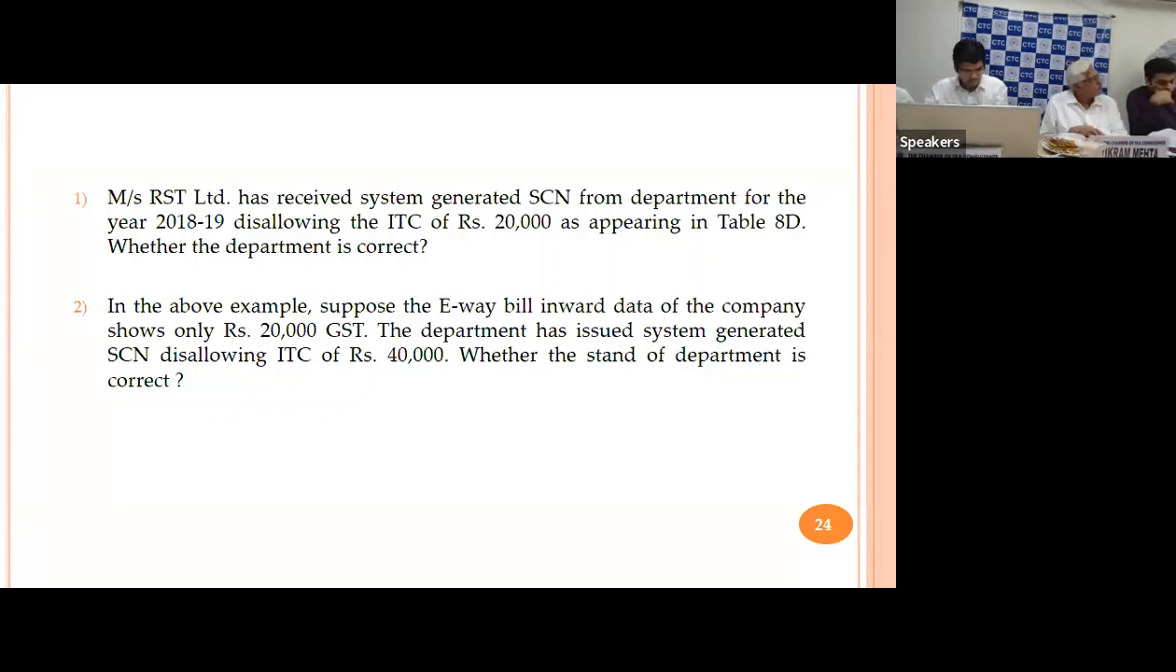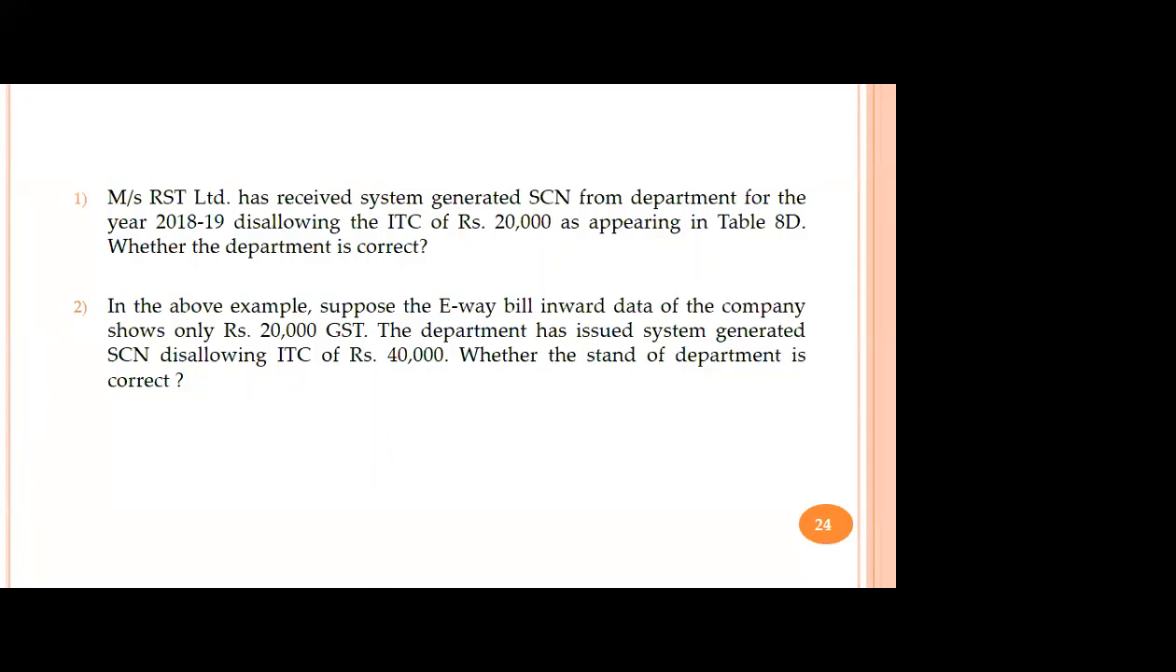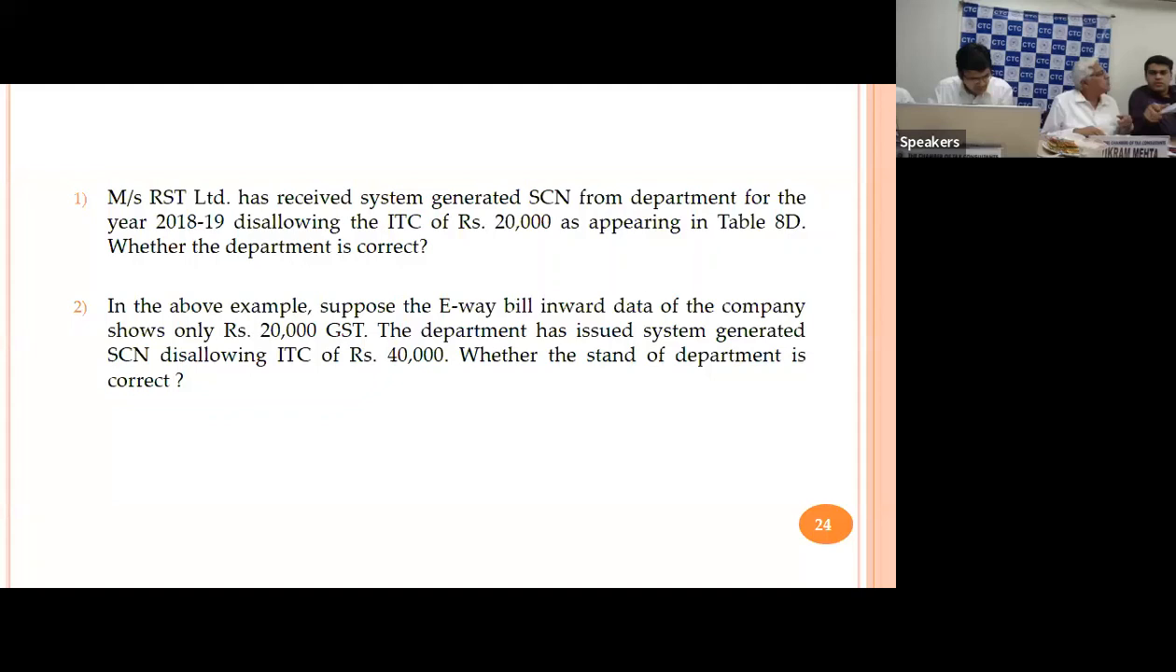Sir, may I? Yes. 8C. Sir, ITC but awaiting next year. That will be available in the next year, the future one. This year's will be available next year. Yeah.